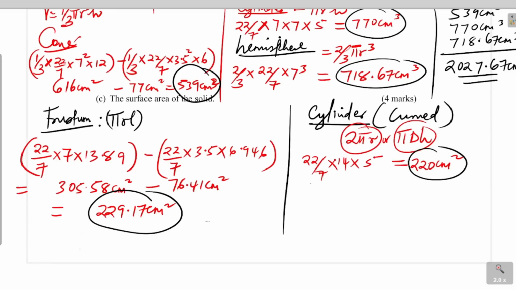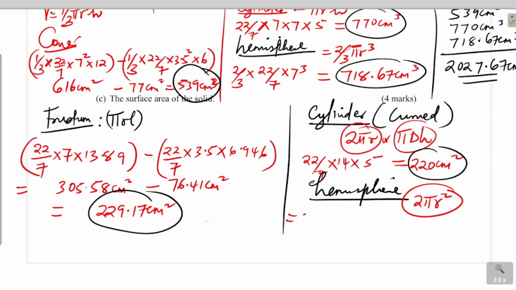Now remaining with the hemisphere. How do you get the surface area of the hemisphere? The surface area of a sphere is given by 4 pi r squared. So for a hemisphere, we use half multiplied by 4 pi r squared, which will be 2 pi r squared. That is how we get the surface area of a hemisphere.